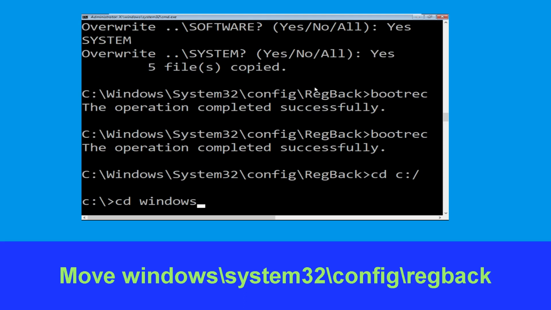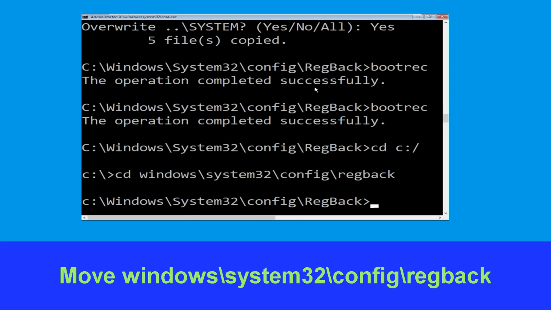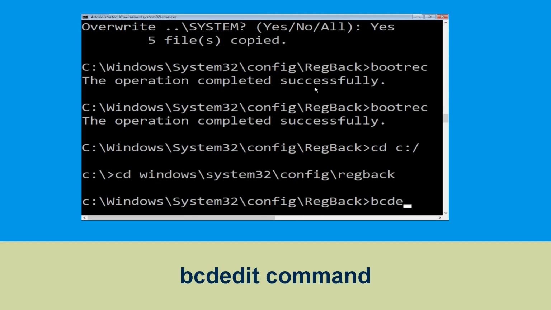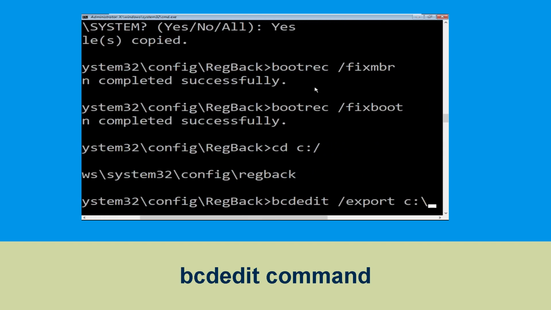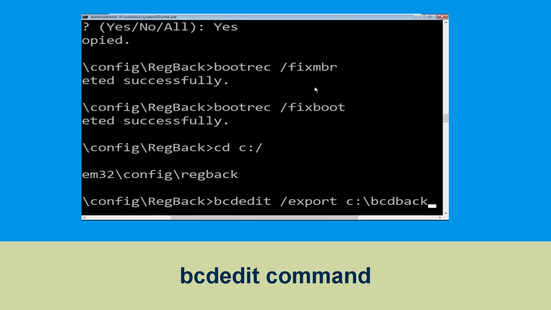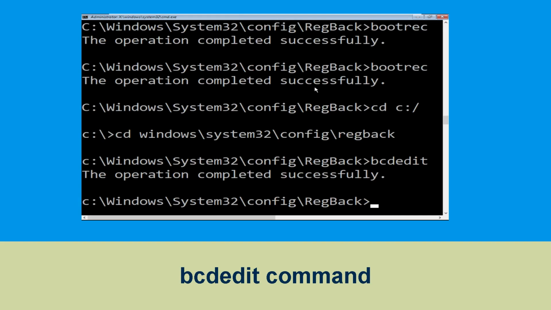Now type this command cd space Windows /system32 /config /regback and simply hit enter to execute the command. Now execute this command. Type bcdedit space /export space c: /bcdbackup and simply hit enter to execute this command. Then move to the next one.